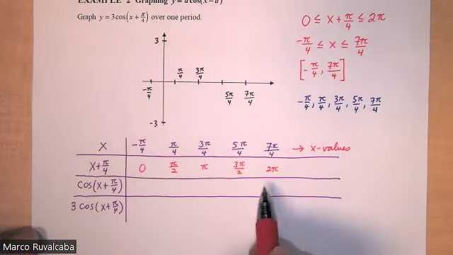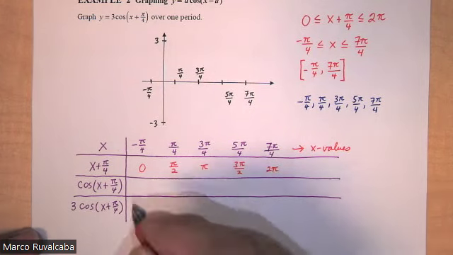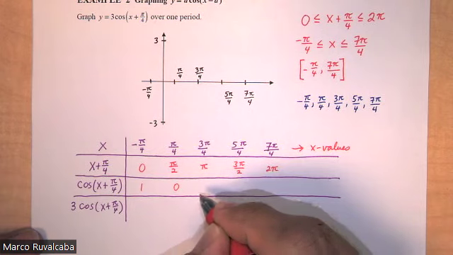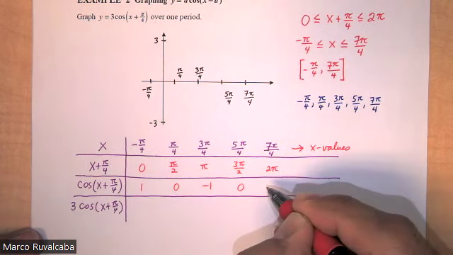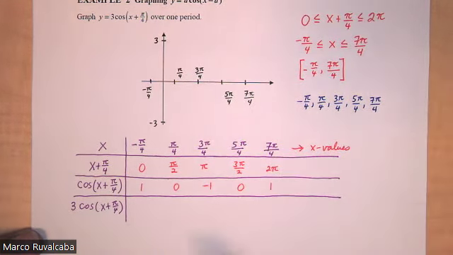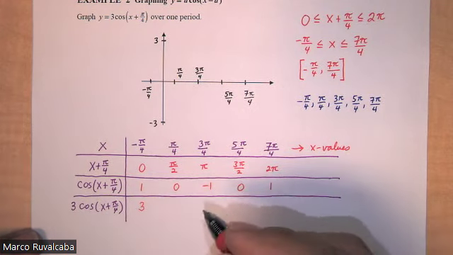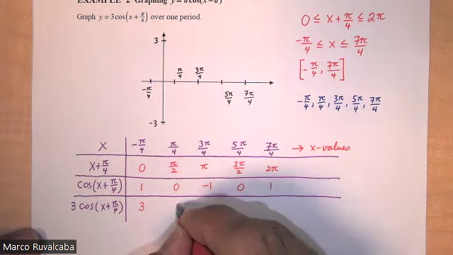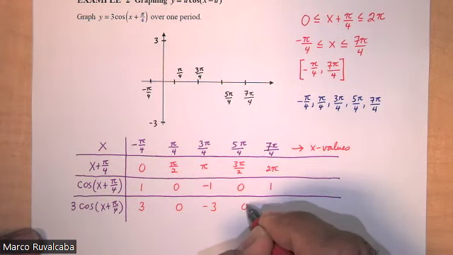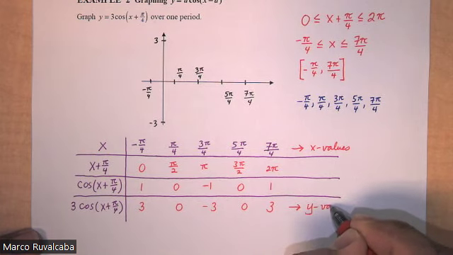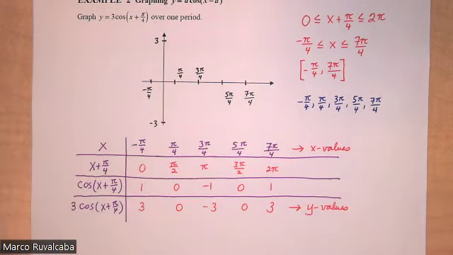And now take the cosine of those values, and you get the 5 values on the unit circle. So that'll be 1, 0, negative 1, 0, and 1. And then multiply that by 3. And this is what we're going to plot. Okay? So 3, 0, negative 3, 0, 3. And this will be the y values of the points that I'm going to plot now.